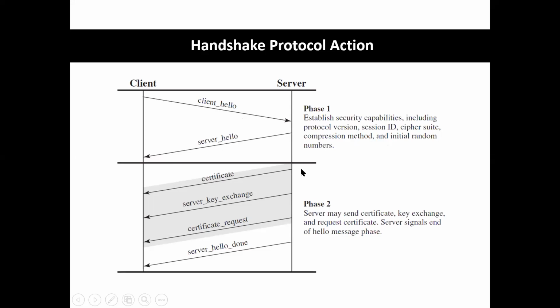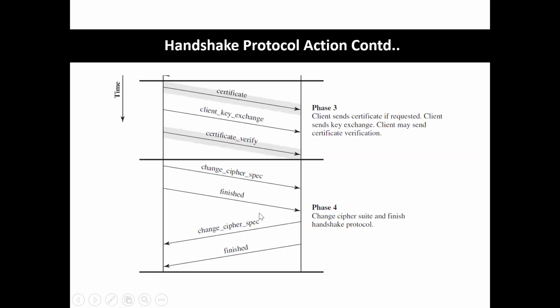Then the server has the certificate given by the public key authority. That certificate is going to be issued to the client, and it is also going to issue its public key to the client. The server is also requesting the client to give its certificate, that's why it is sending the certificate request message. Finally, the server will send the hello done message, which clearly indicates the end of the hello messages. What the client gives in response, we will see in phase 3.